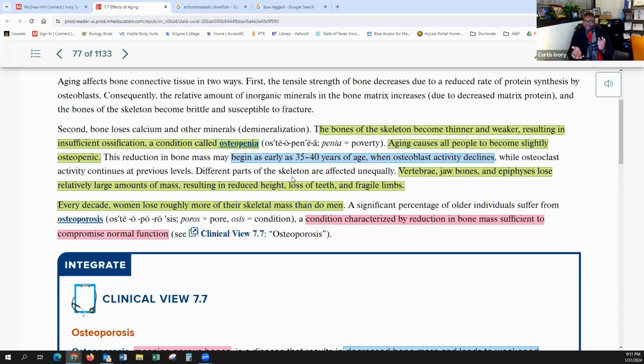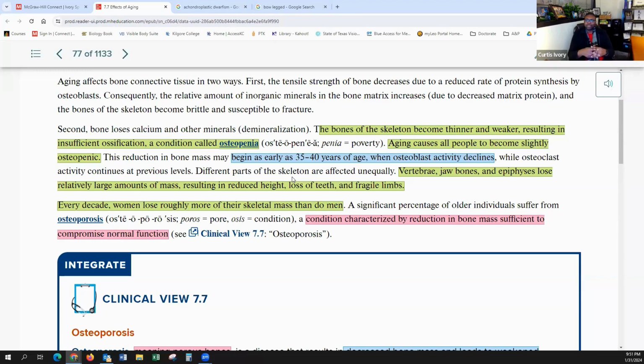So in every decade, women lose roughly more of their muscle mass and their skeletal mass, really, than men. Because remember, y'all grow first, y'all have that growth spurt first, so y'all will actually start getting shorter first, before us.